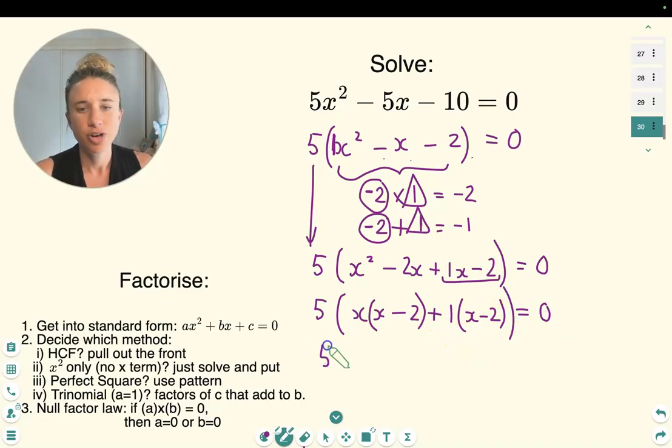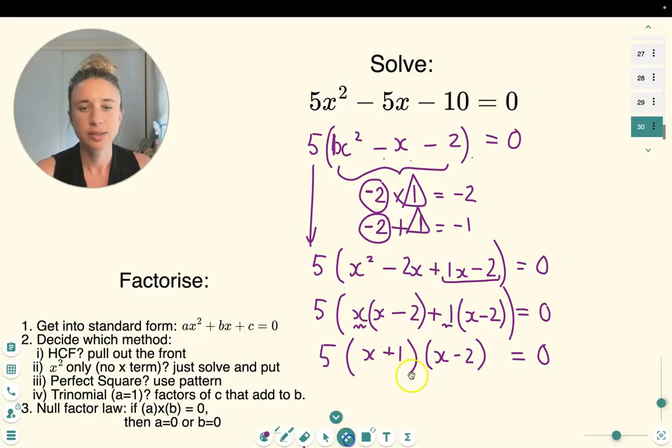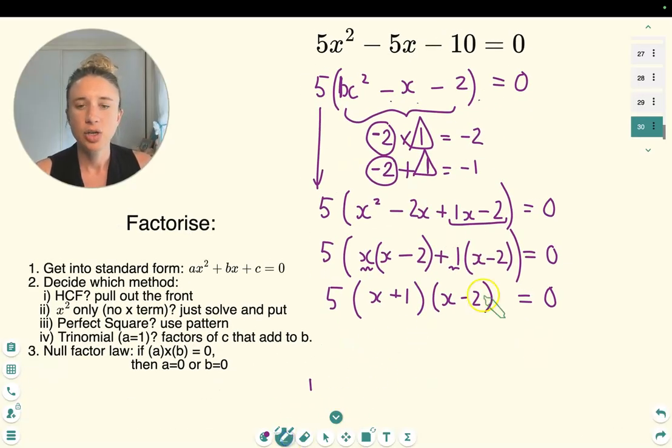5 bracket. Now you're just going to pull out, this is where a pair of brackets is the common factor. So we're going to go x plus 1, x take 2. So x take 2 is that common factor. And then we've got everything in brackets now. So what we could do is just divide by this annoying 5 on both sides. Let's do that. Divide by 5, divide by 5, we get 0, and those 5s cancel.